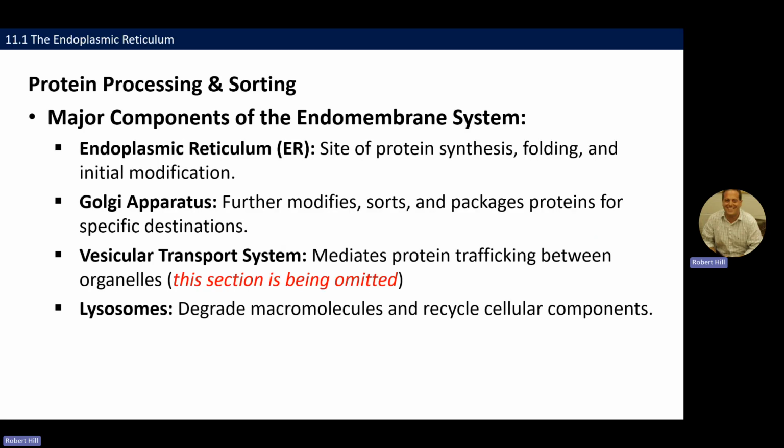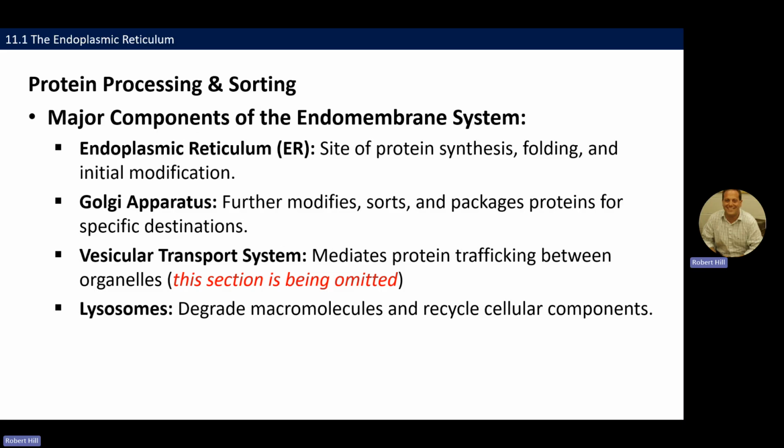All right, so what is the ER? The ER is essentially a site of protein synthesis. Now, the true site of protein synthesis, of course, is what? What synthesizes proteins? The ribosomes, right? But ribosomes are closely associated with the ER. Now, they are attached to the ER, but they're not part of the ER.